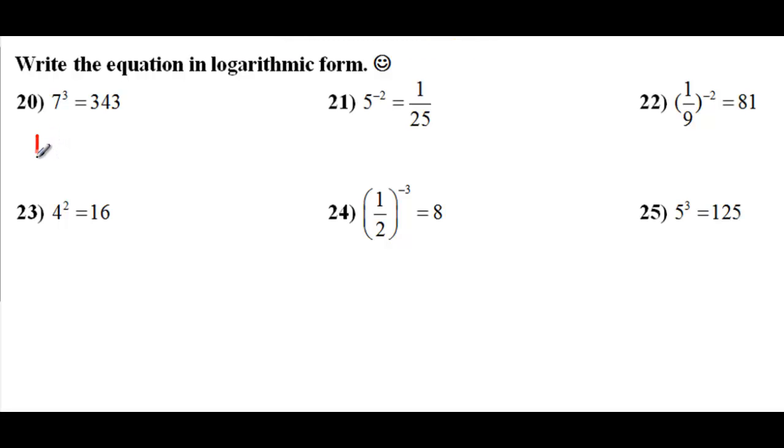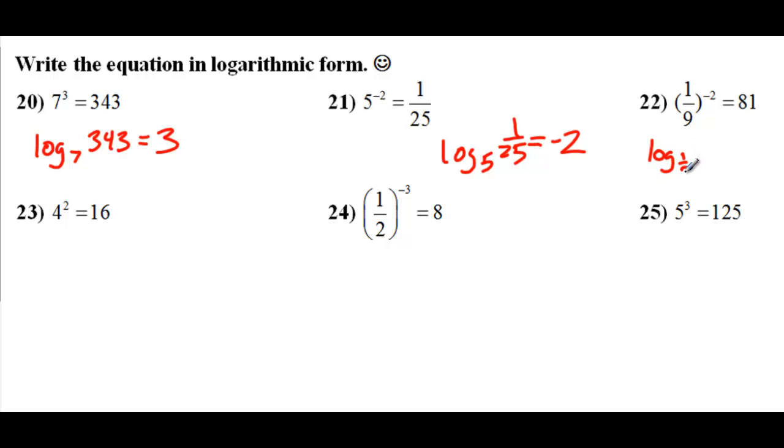So we're going to have log and then identify the base, 7. Then you put the result, and again, it's always equivalent to the exponent. So it's going to look like that. So here we're going to have log of base 5, and the result is 1 over 25, and that's equal to the exponent of negative 2. This one, log, and the base is 1/9, so yes, we can have a fraction in the base there, of 81 is equal to negative 2.